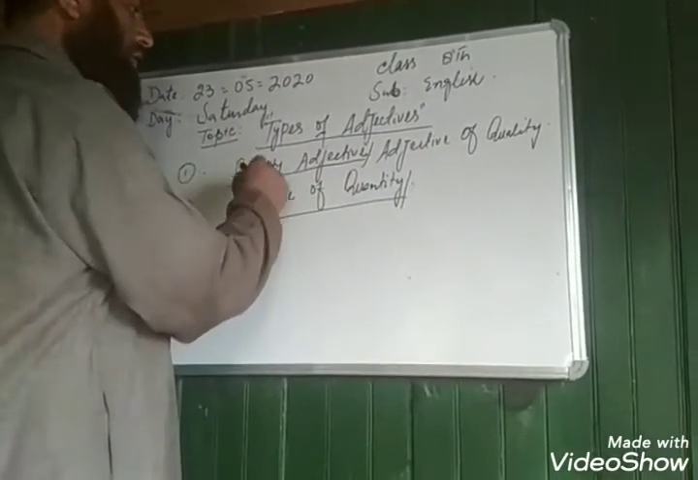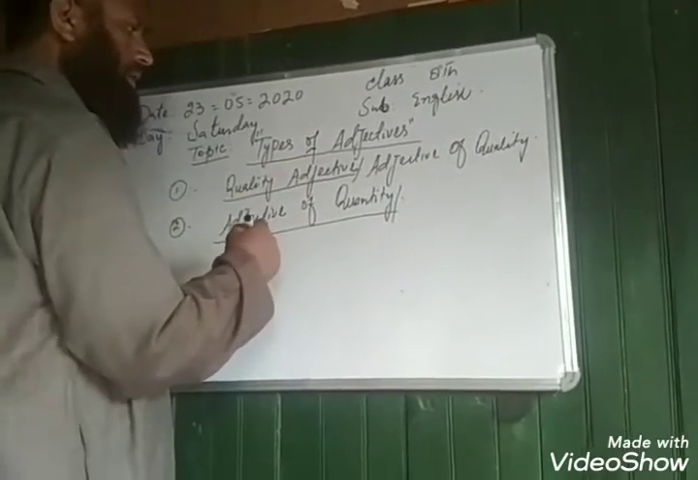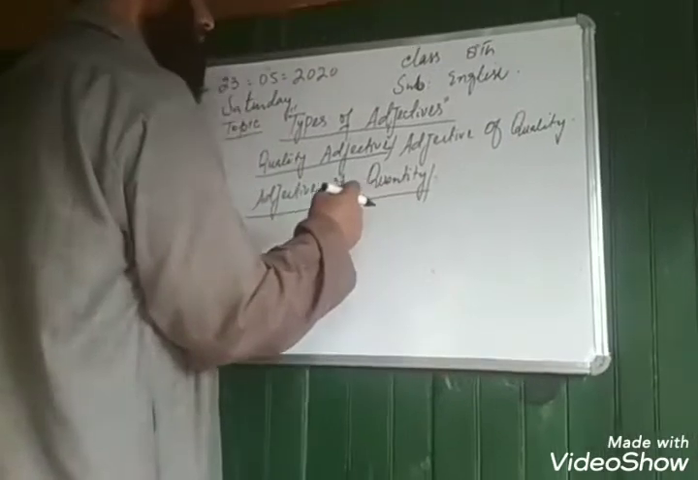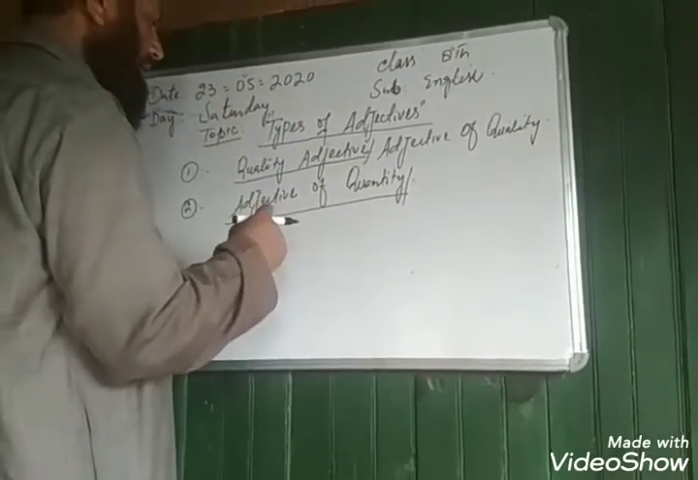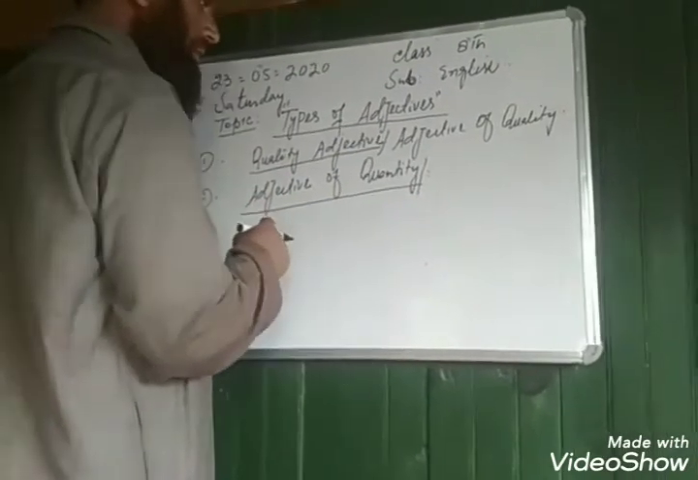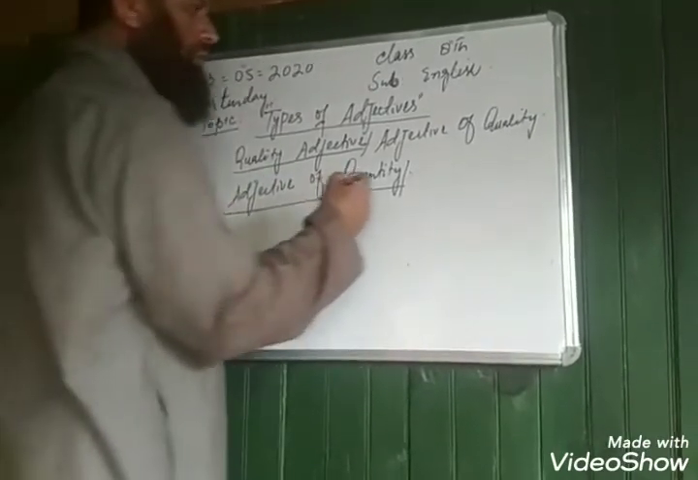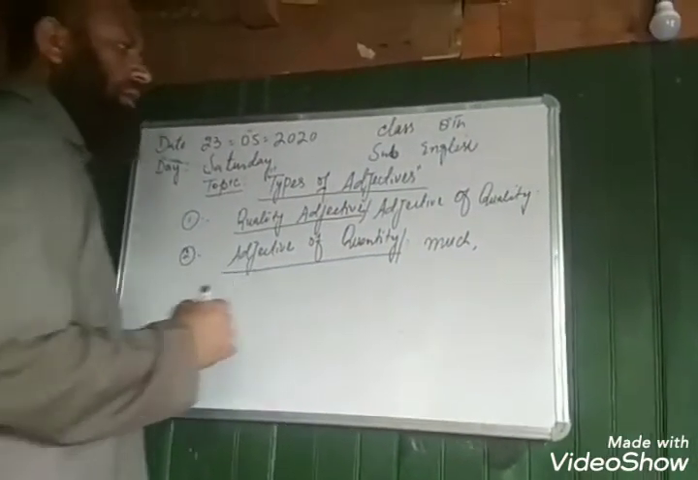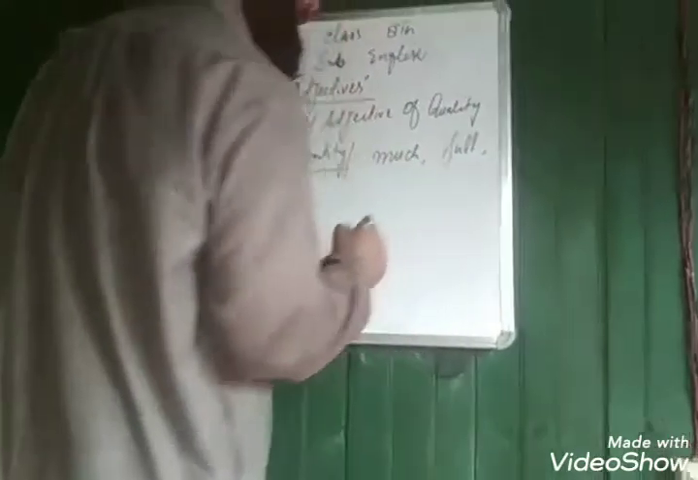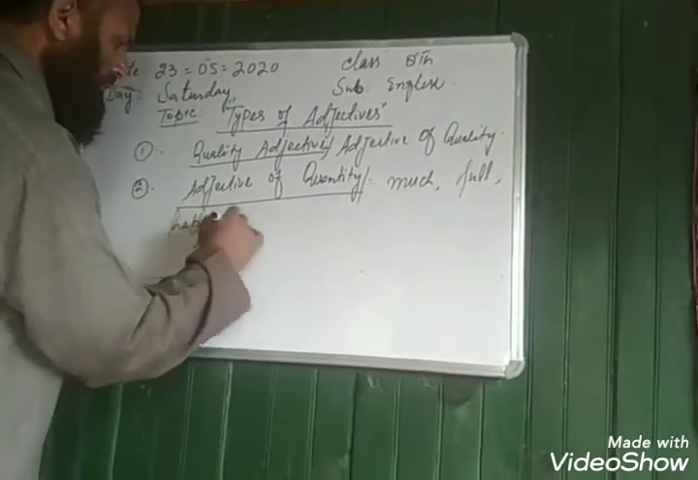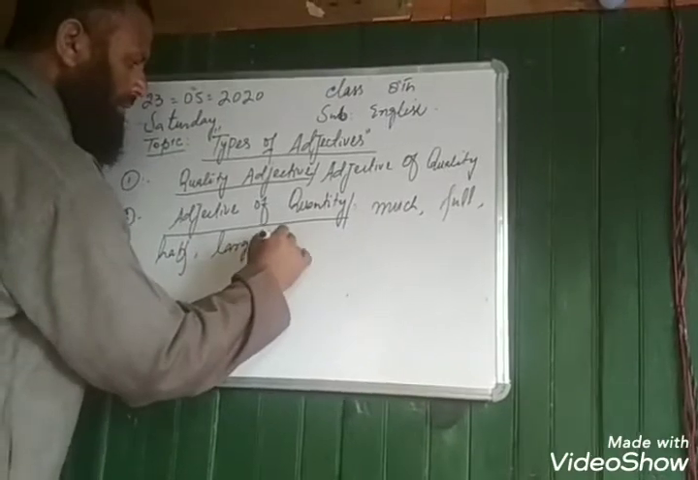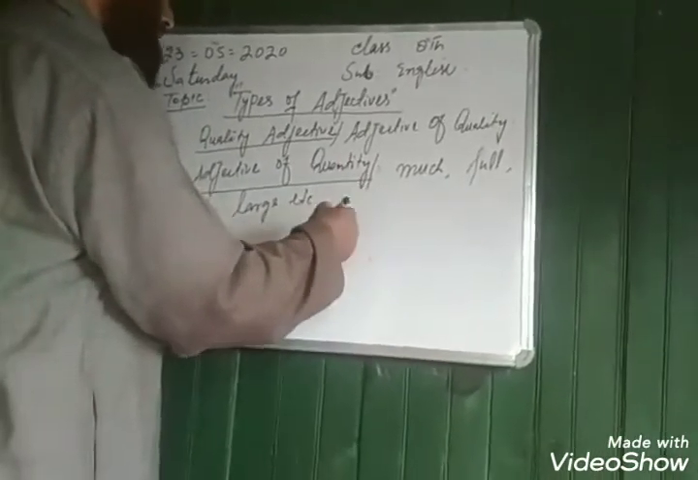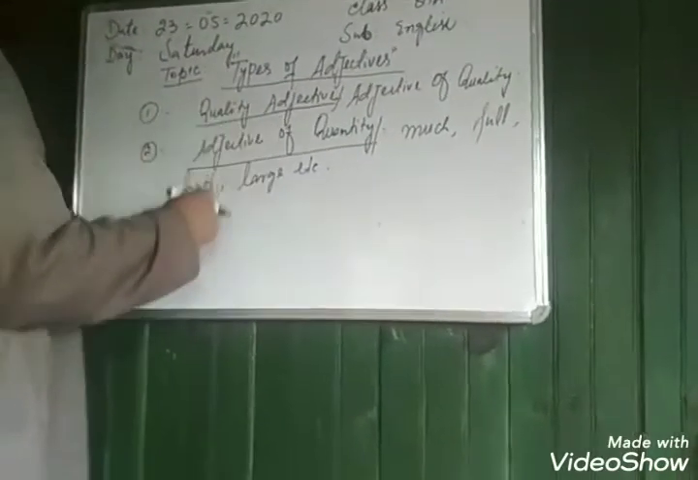But we have quality adjectives here: intelligent boy, white shirt, good story, like that. These are quality adjectives. But today I am going to tell you about the quantity adjective. Quantity means like that, we say much, full, half, large, etc. Many, full, half, large, big, like that. These are the adjectives of quantity.